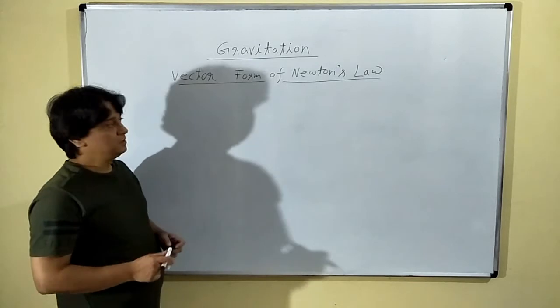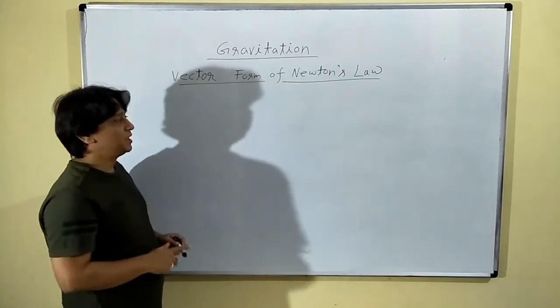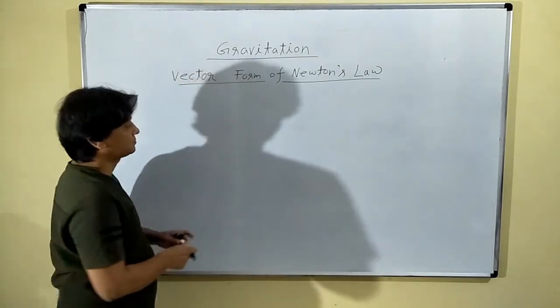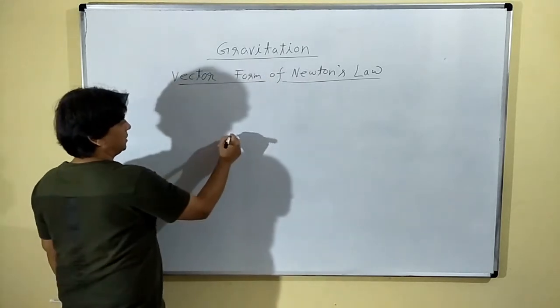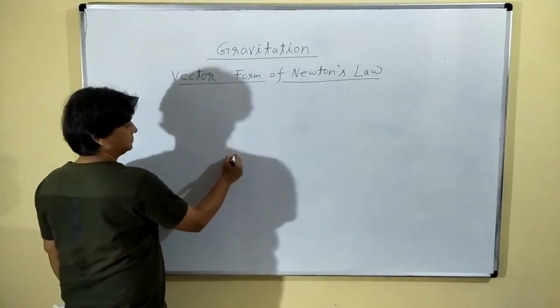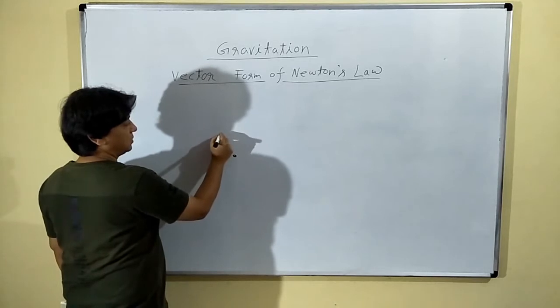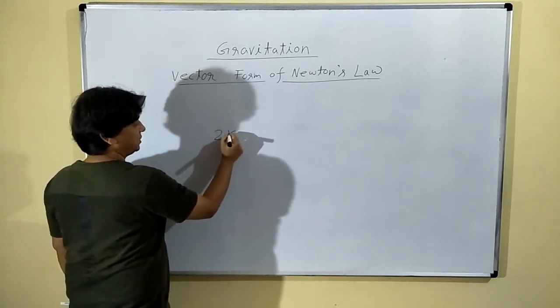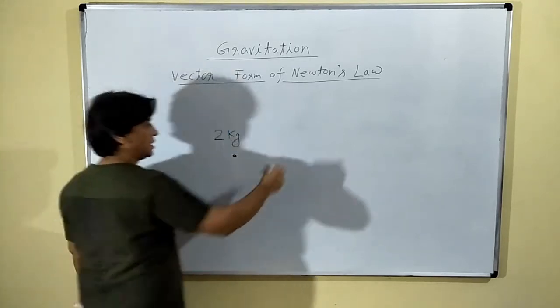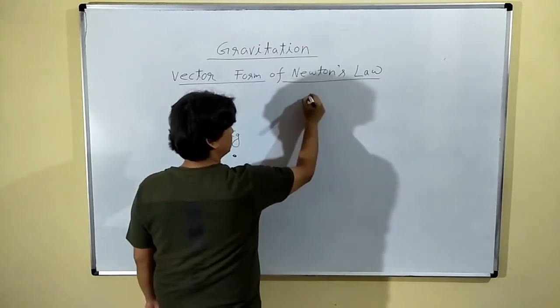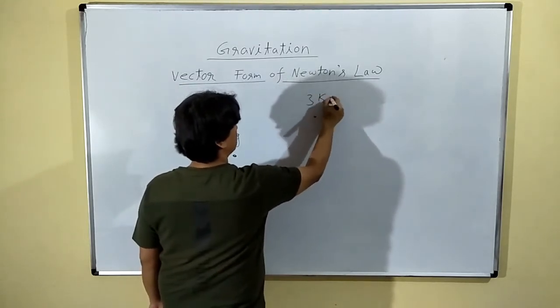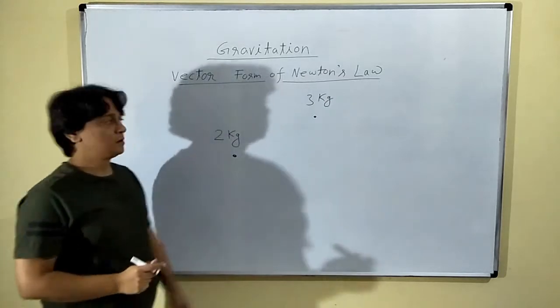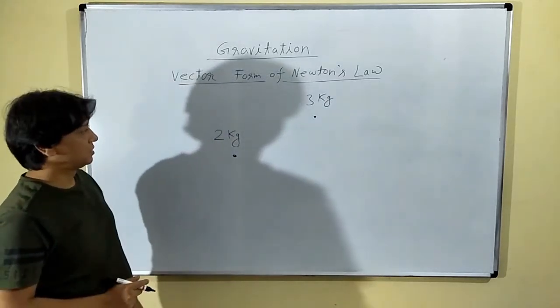Let's take an example जिससे कि पूरी की पूरी कहानी क्लियर हो सके. देखो, एक 2 kg point mass and a 3 kg point mass. They are given, 2 kg and 3 kg.